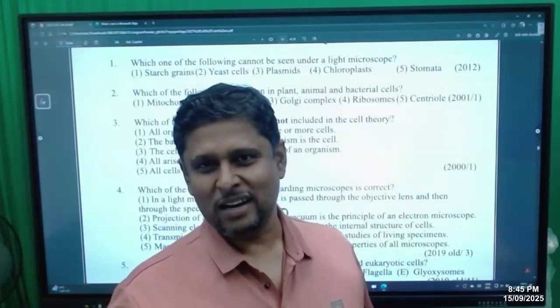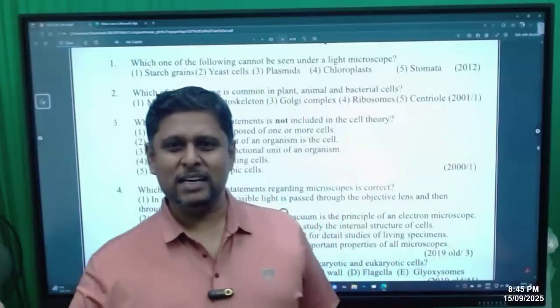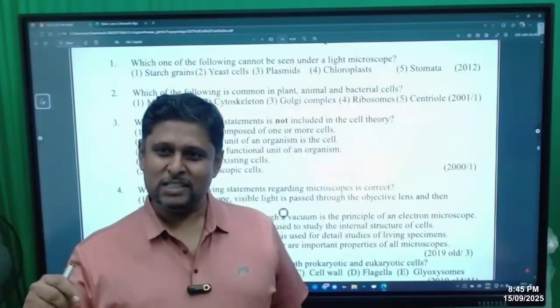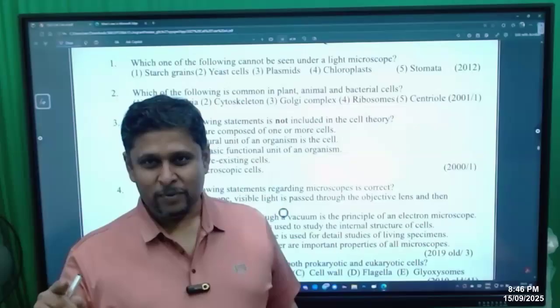You can see the starch grain under the light microscope. How about the yeast cell? Do you think the answer is yeast cell? Can you see a yeast cell under light microscope? Yes, you can see yeast cells. So yeast cells are not going to be the answer.